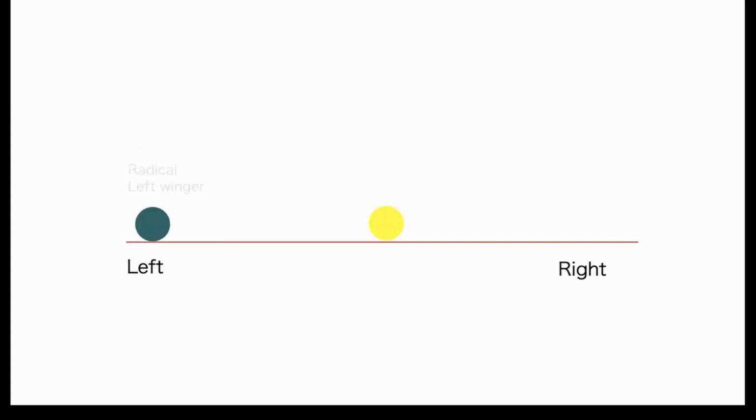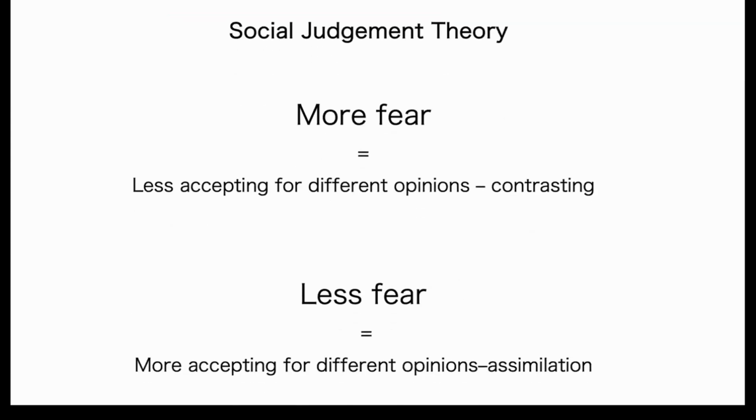But imagine that we have a radical left winger. Then it's likely that you have a contrast effect and that this yellow person moves away from that position. What is very interesting in this social judgment theory is that if you have more fear about an issue, you will be less accepting for different opinions. So you will be more likely to engage in contrasting. If you have less fear, you will be more accepting for different opinions and assimilation.